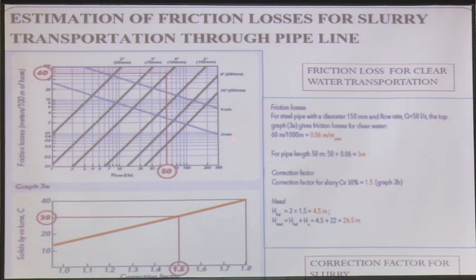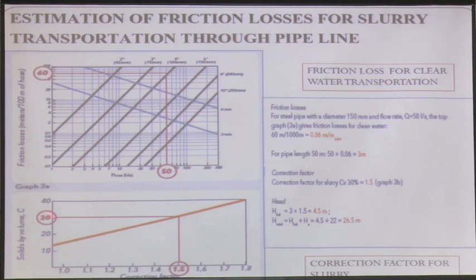So, you will see here the velocities are there, pipe sizes are there, and here is the flow rate. It could be liter per second. So, you climb up from there, touch your pipe size, go over there straight. So, this is the friction loss. Okay. Now, this is the friction loss for the clear water. Remember, this is the friction loss for the clear water, not for the slurry.